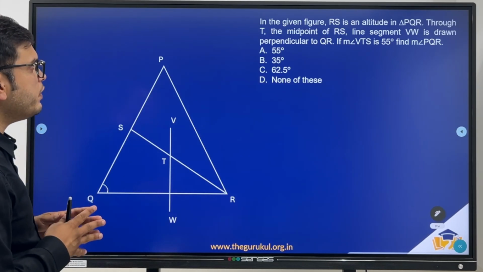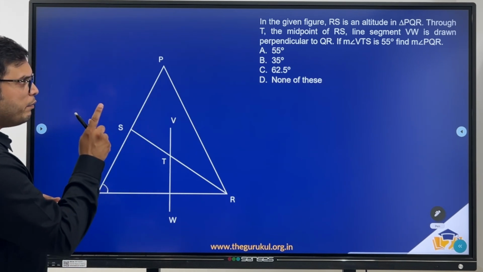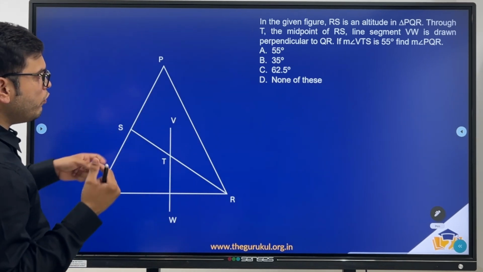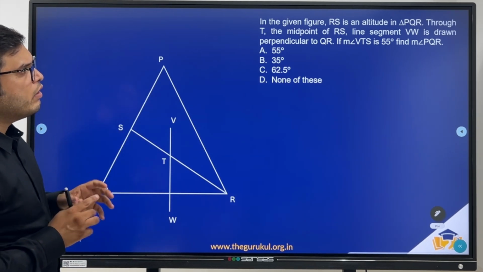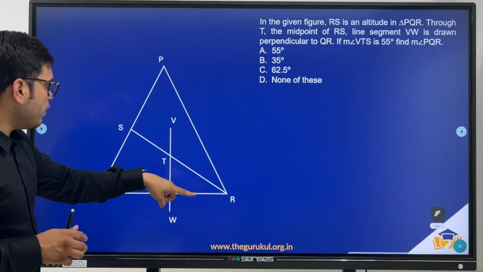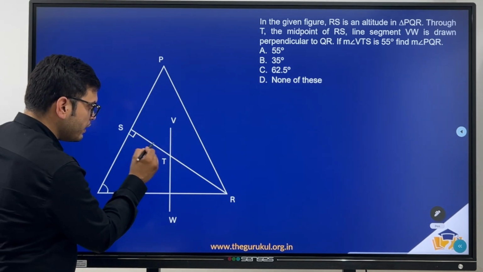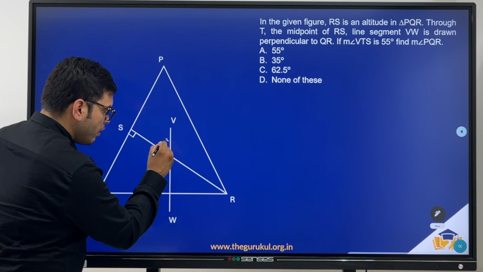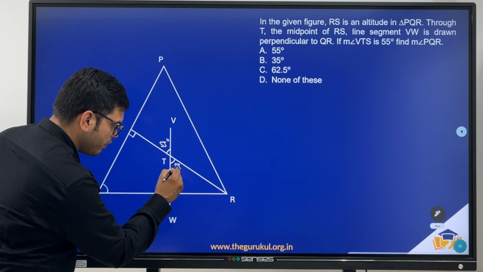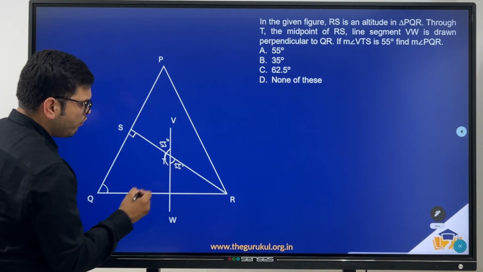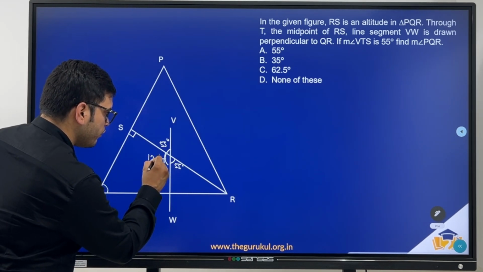Now coming to the next question. In the given figure, RS is an altitude in triangle PQR. Through T, the midpoint of RS, line segment BW is drawn perpendicular to QR. If measure of angle BTS is 55 degrees, find measure of angle PQR. So RS is perpendicular to PQ, and given that BTS is 55 degrees, and T is midpoint of RS. So if this is 55 degrees, this will also be 55 degrees. And this angle will be 180 minus 55, which is 125 degrees.